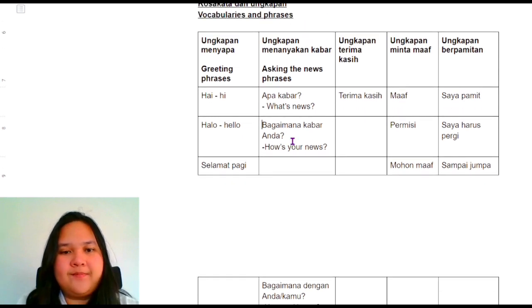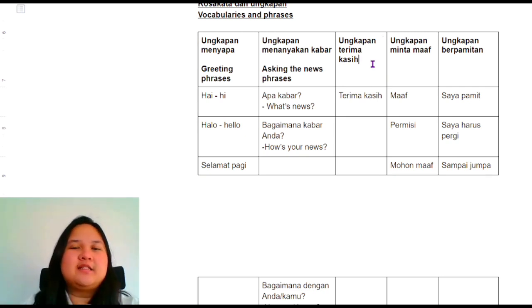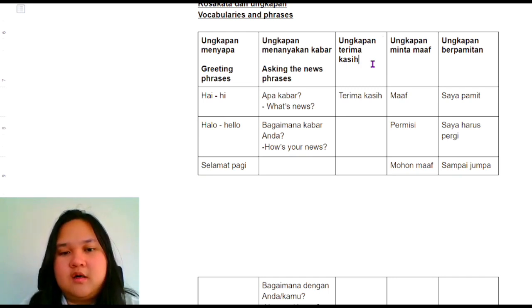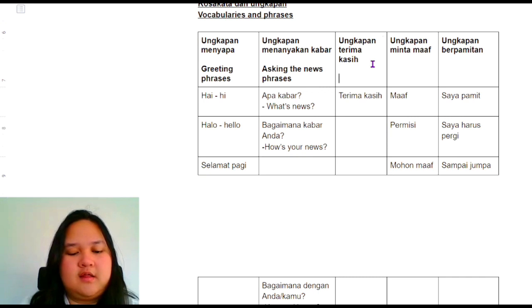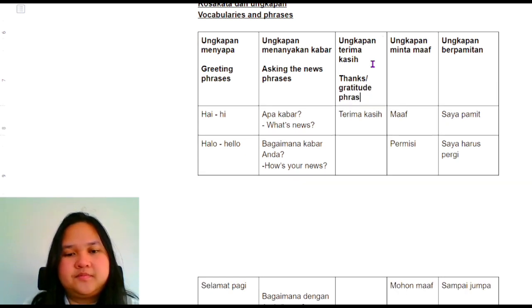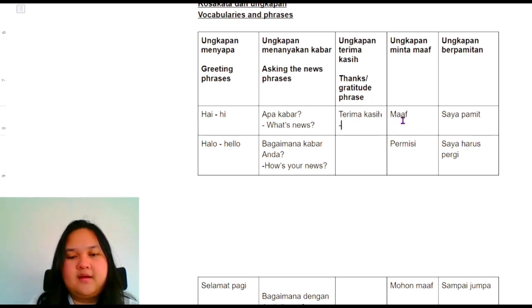And the next one we have ungkapan terima kasih, ya. Ungkapan terima kasih. Terima kasih is thank you, or gratitude. So here, how to say thanks phrases, thanks or gratitude phrase. Terima kasih, the only one. Terima kasih, which is thanks. Yeah, thanks, thank you.